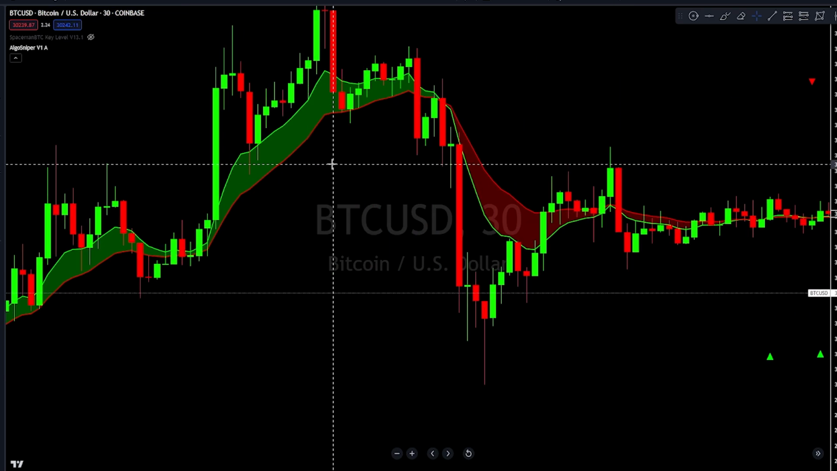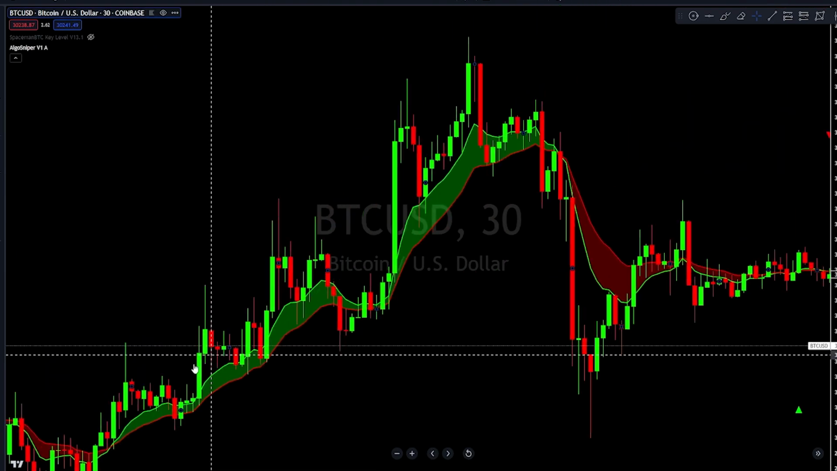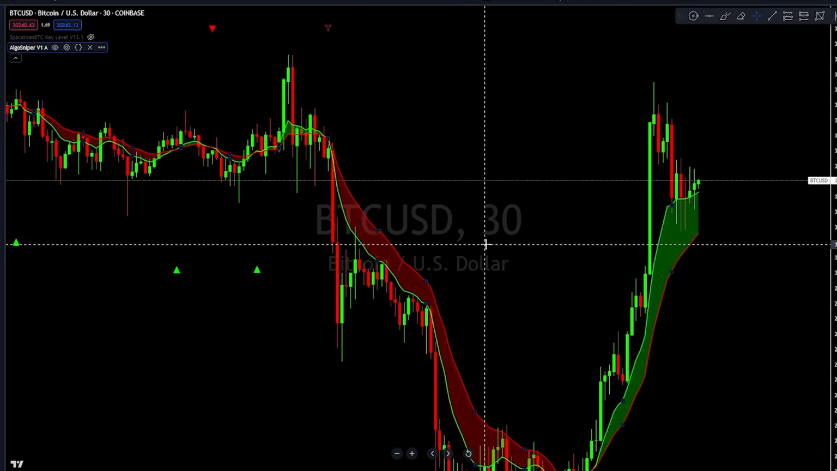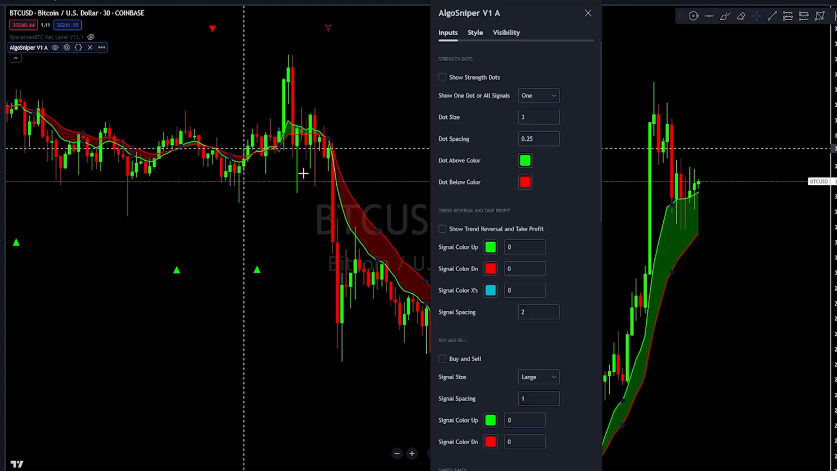There's a saying in crypto, or in trading: the trend is your friend until the end. Trade with the trend. When it's a bullish trend, you buy, you long. When it's bearish, you sell, you short. And the bands will help you to see clearly.